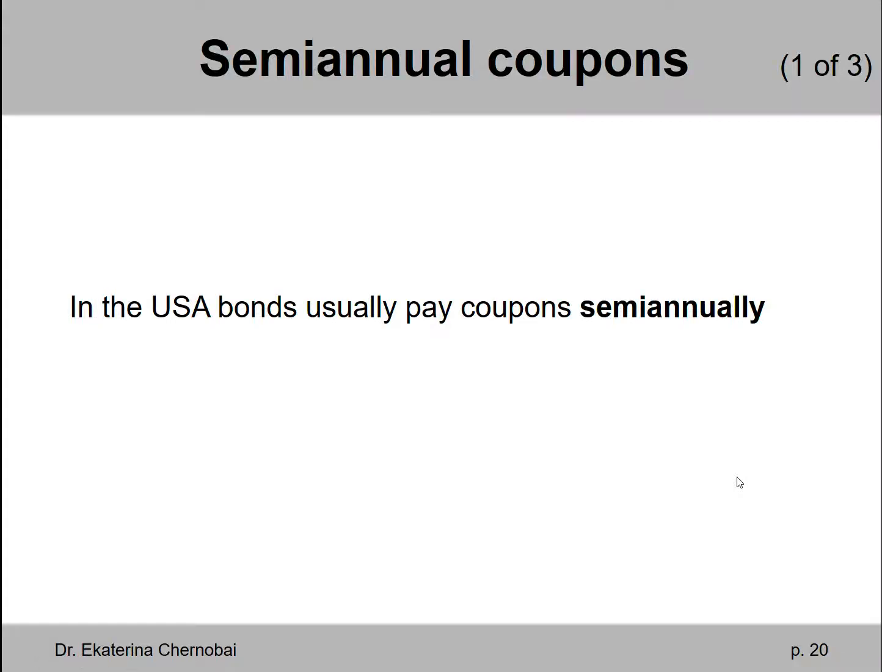In this country, bonds usually pay coupons semi-annually, so 2 coupons every year, one after the first 6 months and the second one after the second 6 months.